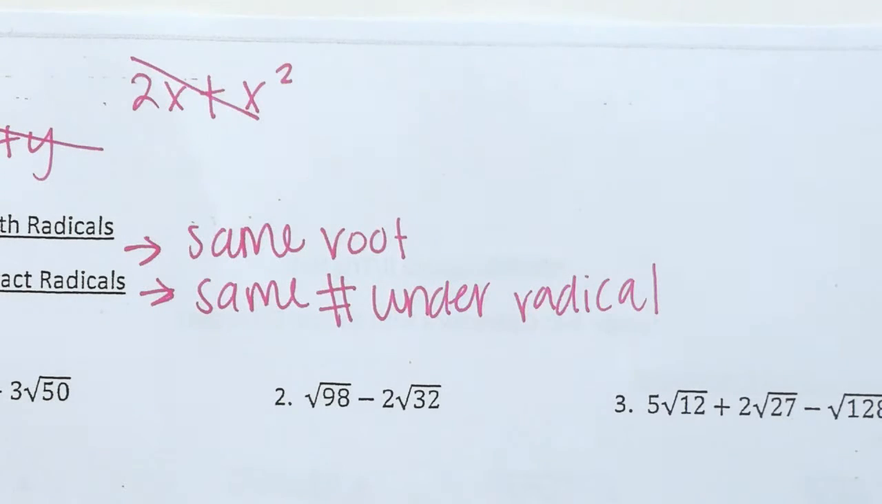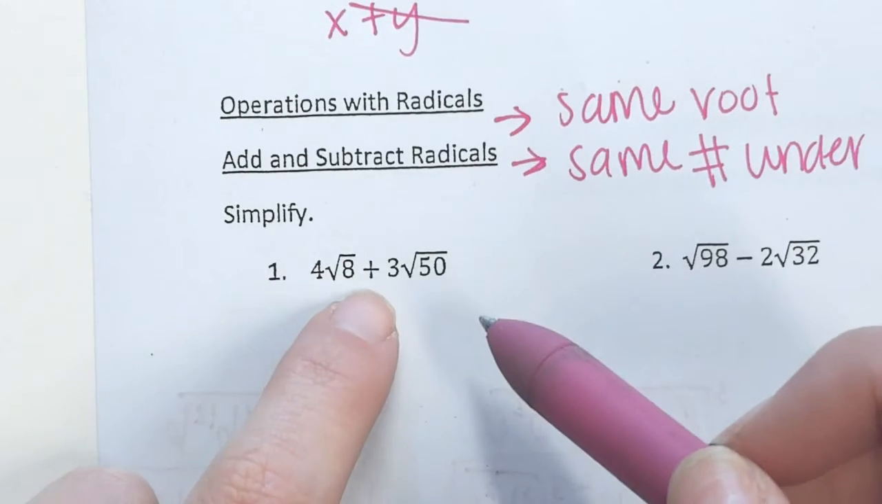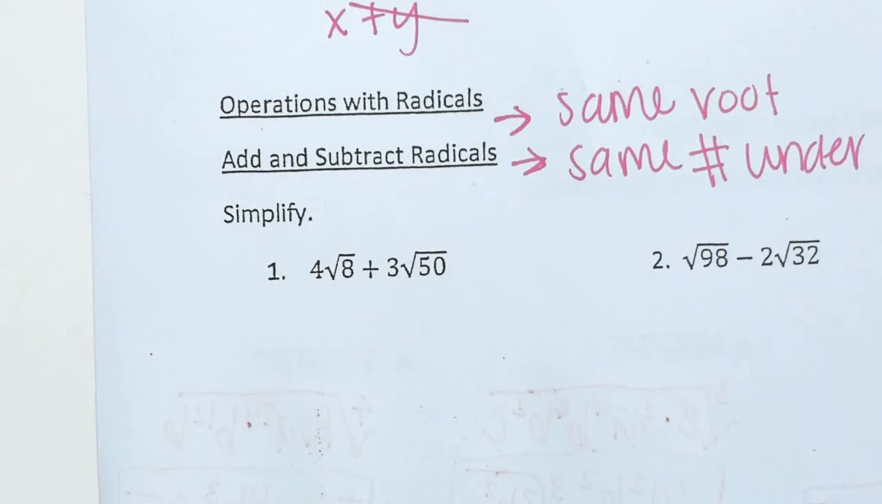Alright, so they have the same root. They just don't have the same number underneath the radical. This one has an 8, this one has a 50. How can we change that?